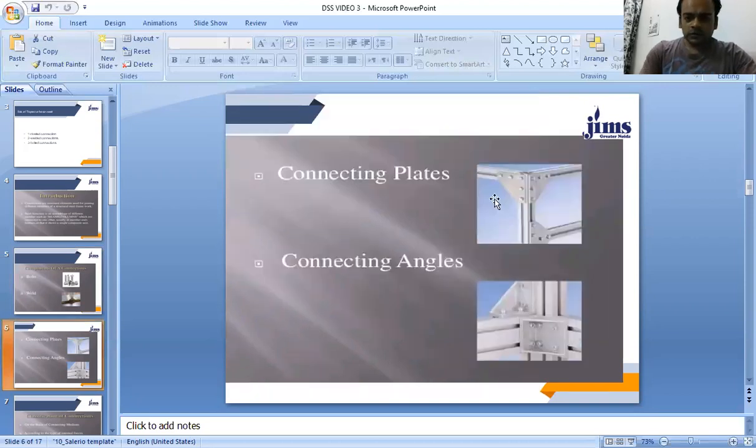See the first diagram. This is the connection. These are the bolts, which are used to connect different members. Different members are connected by using bolts. Similarly, different angles you can see in this diagram. These are the bolts. So by using these connections, we made different members into a single member, which we can see here also.